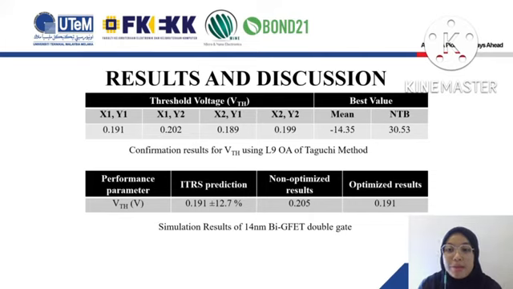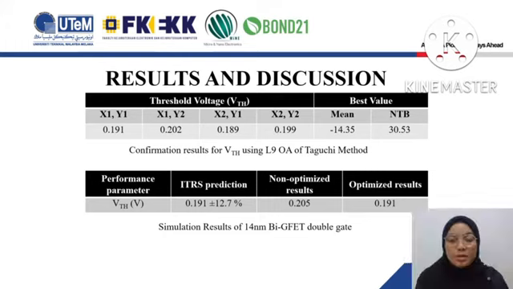Next, the table above shows the confirmation results for threshold voltage using L9 orthogonal array of Taguchi method with the best setting process parameter. From the simulation, the mean of the threshold voltage is negative 14.35, which is in range, and the value of NTB, which is nominal the better, is also in range, which is 30.53.